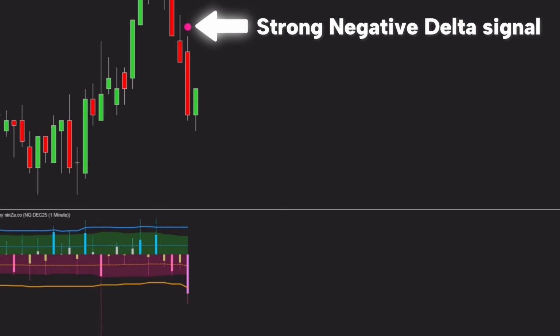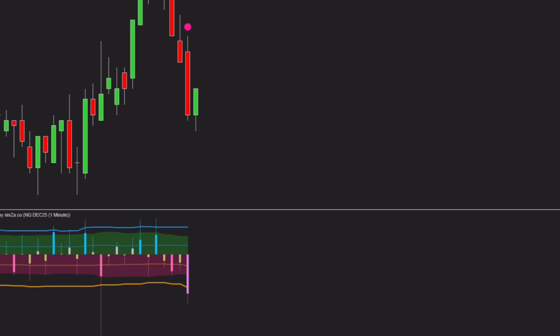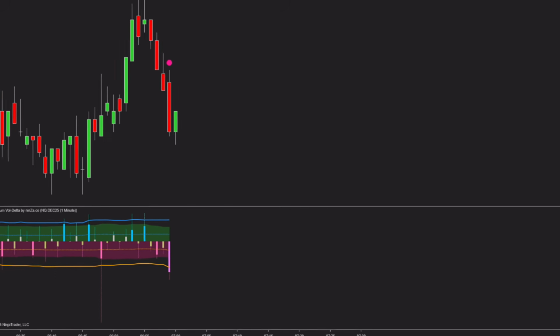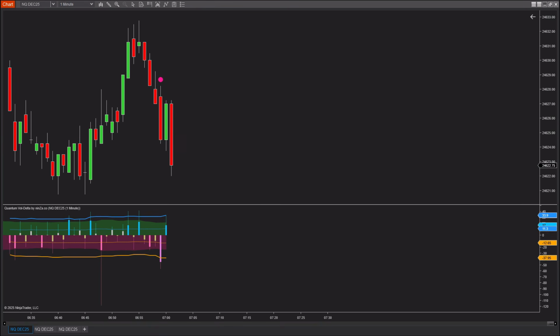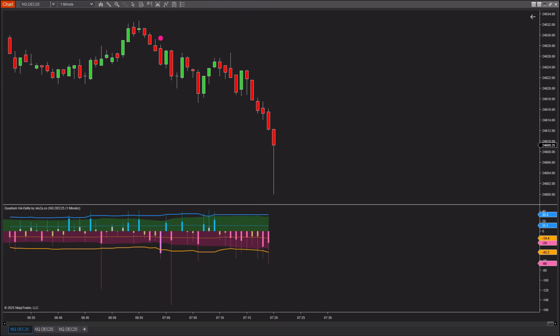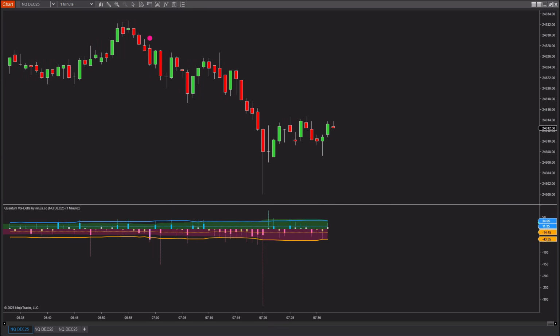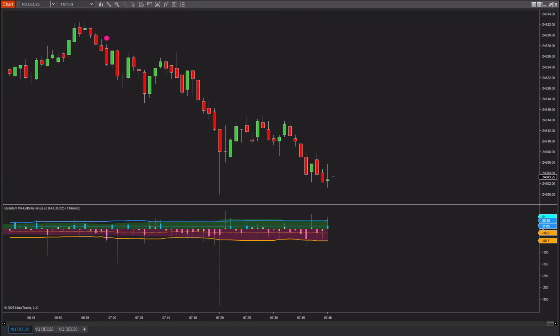First, we have the strong negative delta signal. This is the signal that tells us selling pressure is extremely strong. It will show up on the chart whenever the delta volume of a candle drops and breaks below the negative strong threshold. In simple terms, when that happens, it's a clear indication that the sellers are fully in control of that candle. When this signal shows up, it tells us that the price has a high chance of generating strong downward pressure. In other words, it's often an early warning that the market could be heading into a clear drop.